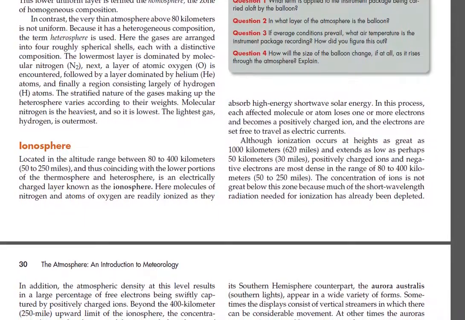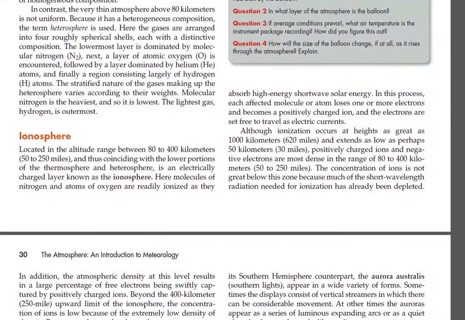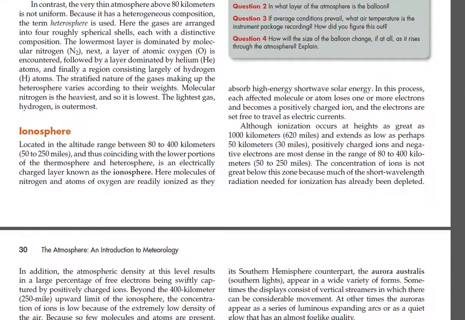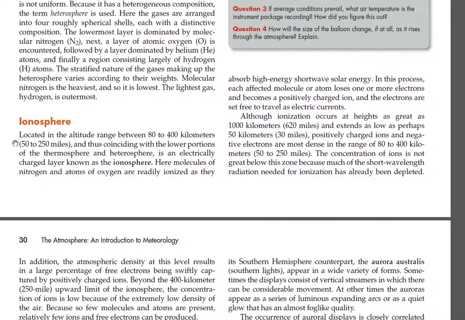Molecular nitrogen is the heaviest, and so it is lowest. The lightest gas, hydrogen, is outermost. Ionosphere.